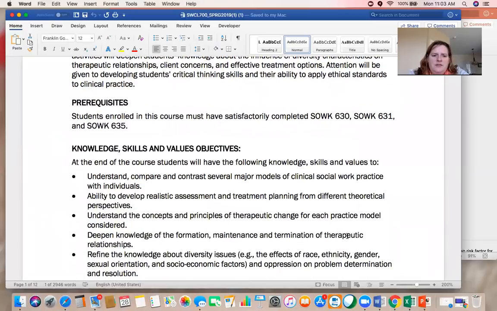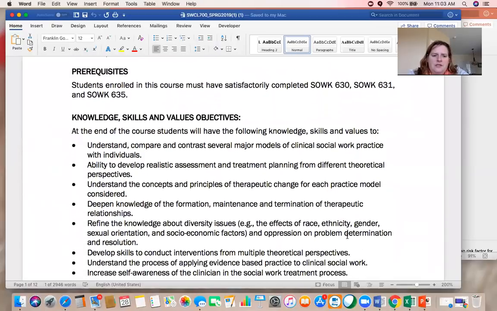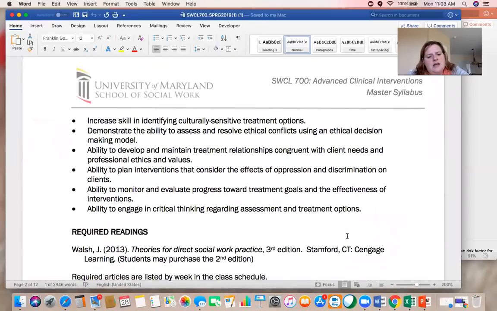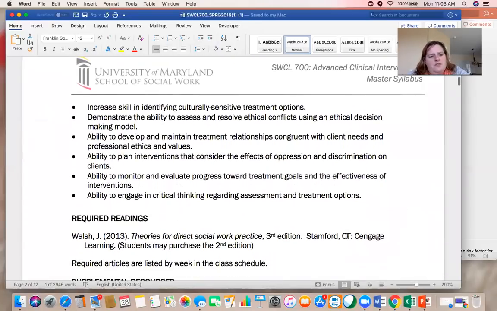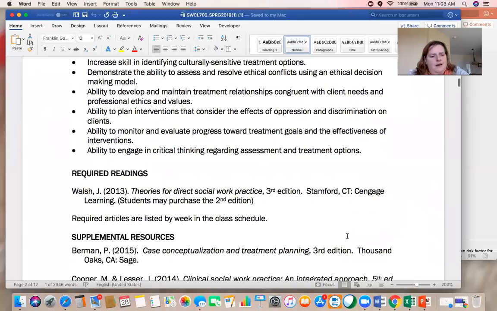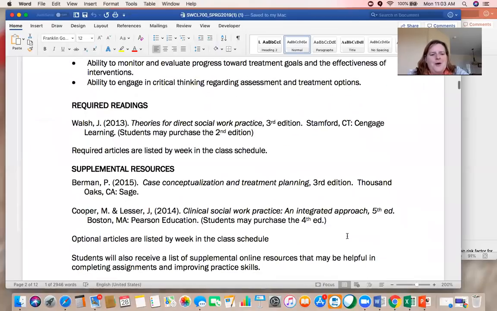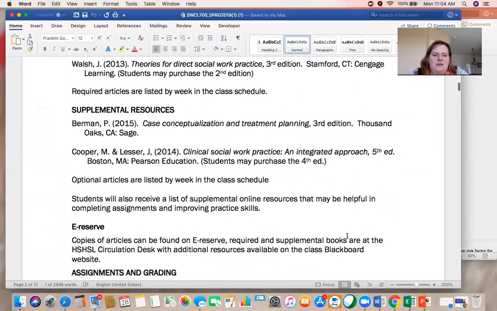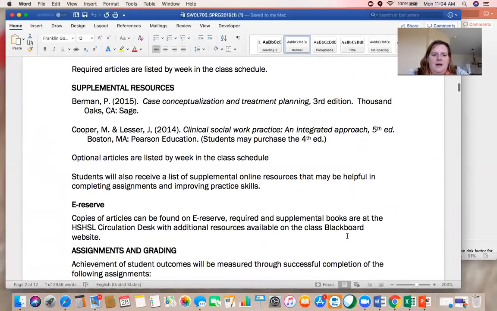The next stuff here is all about prerequisites and the knowledge and skills and values that you're going to get out of this class. Feel free to read through all of that. Good stuff. Okay, so required readings, we've already talked about that. There's supplemental readings here as well.